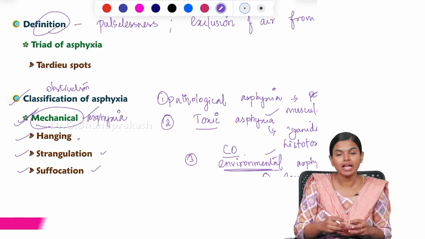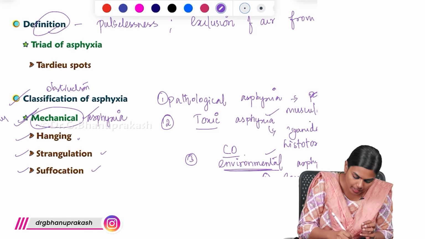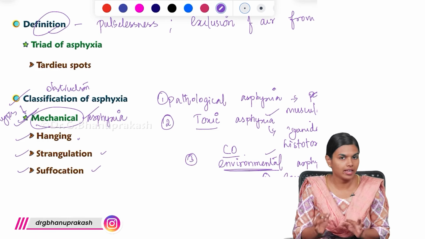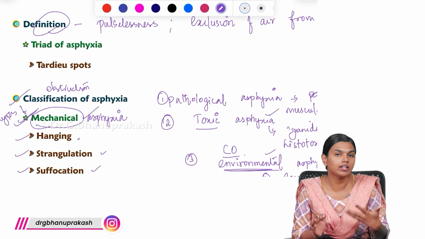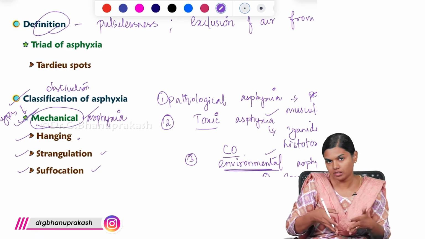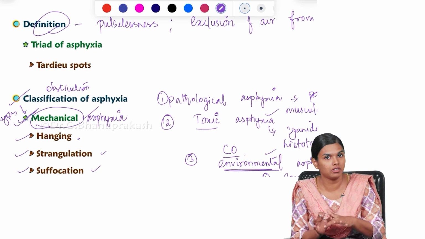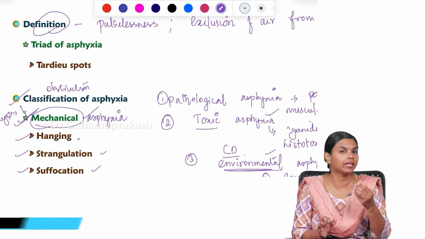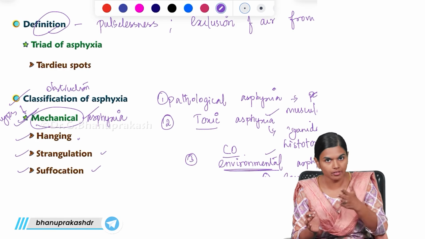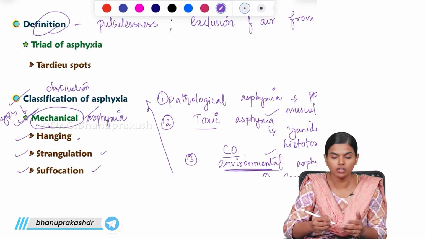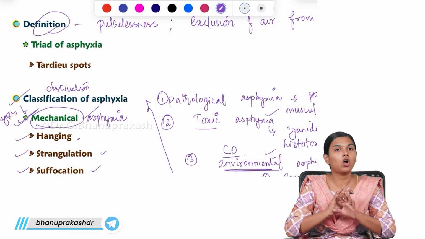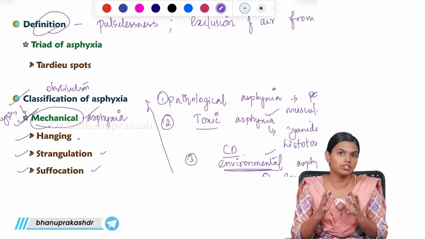So, these are the classification or types of mechanical asphyxia. When they simply ask you what are the types of mechanical asphyxia, these things you have to tell them. And if they generally ask you what are the types of asphyxia, you have to tell them we have mechanical asphyxia, pathological, environmental, all these types. So, this is the broad classification when we start the chapter.